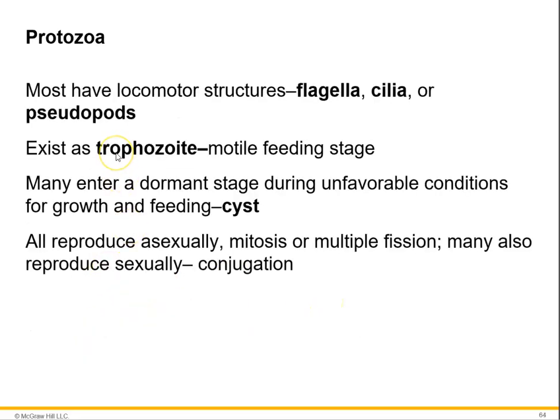The majority of protozoa are going to be motile, so they have to have some sort of locomotor structure, a flagellum, cilia, or pseudopods. Protozoa are going to have a life cycle with 2 distinct stages. So the motile feeding stage, or the living its everyday life stage, is going to be called the trophozoite. However, when the environment becomes unfavorable, they can enter a dormant stage called a cyst.